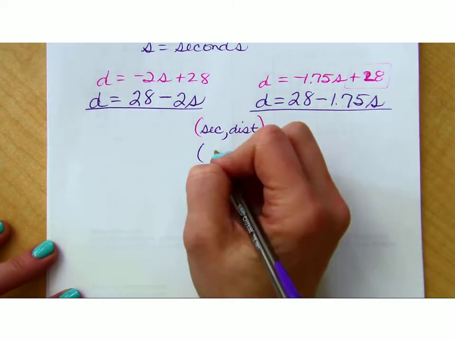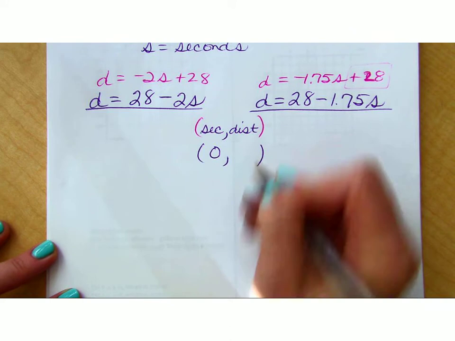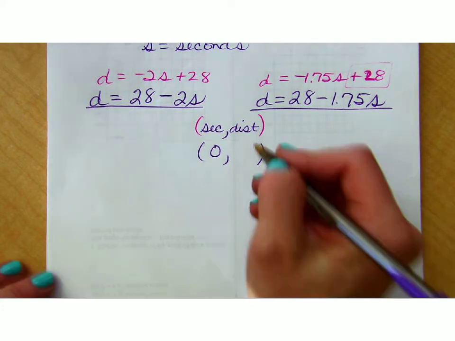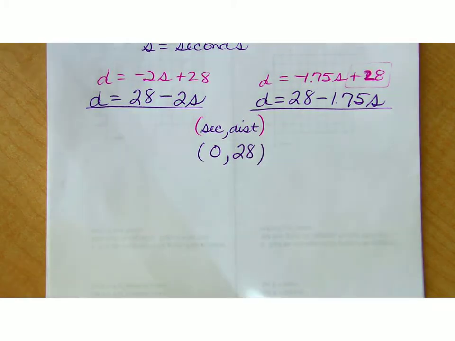0 seconds, what goes there? Anyone? 28, right? Because 0 seconds means I haven't said go yet. The bottoms of my shoes are still on floor 1. I haven't stepped onto the escalator yet. I am still 28 feet away from my destination of floor 2. Do you understand what that ordered pair means?